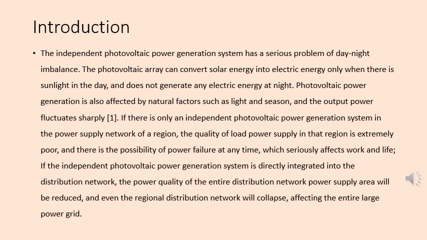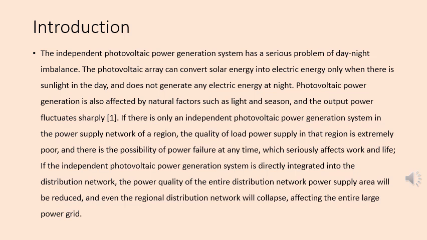The independent photovoltaic power generation system has a serious problem of day-night imbalance. The photovoltaic array can convert solar energy into electric energy only when there is sunlight in the day, and does not generate any electric energy at night. Photovoltaic power generation is also affected by natural factors such as light and season, and the output power fluctuates sharply. If there is only an independent photovoltaic power generation system in the power supply network of a region, the quality of load power supply in that region is extremely poor, and there is the possibility of power failure at any time, which seriously affects work and life.